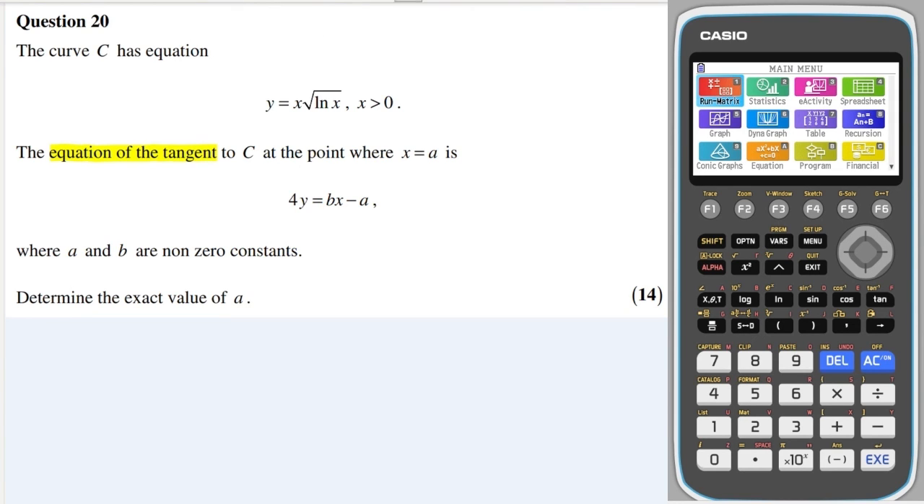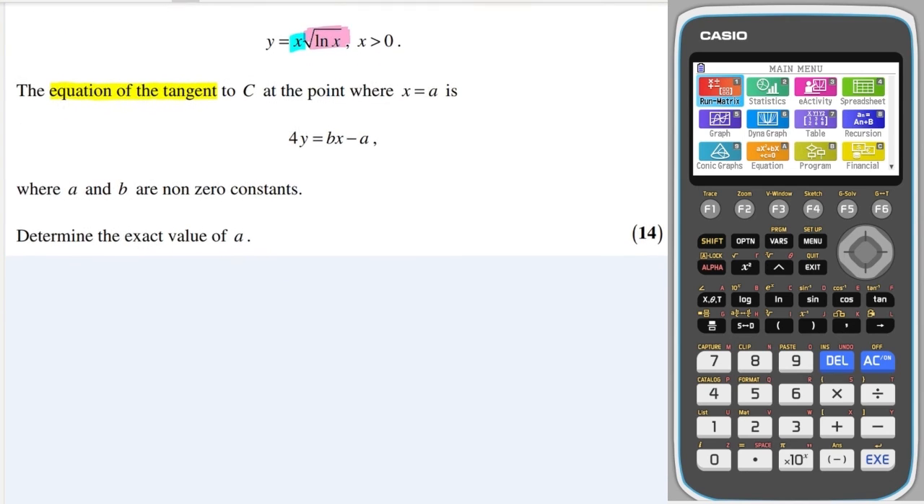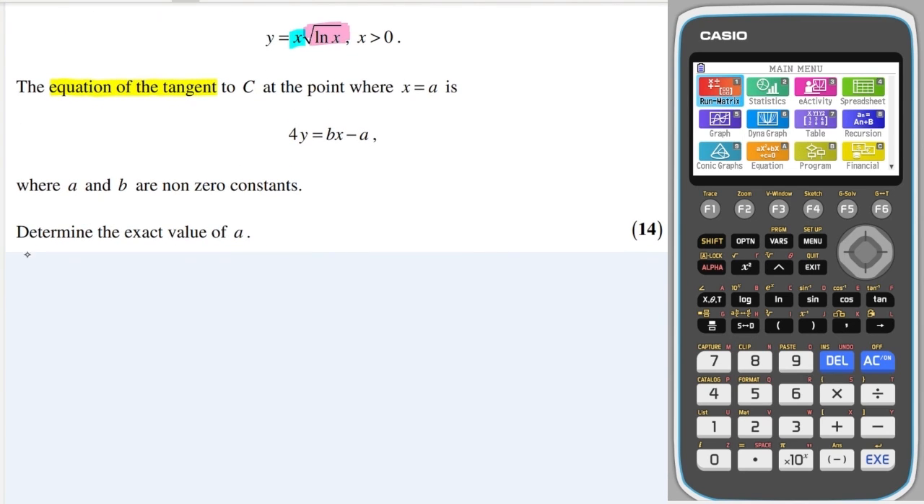This function is a product, has two parts to it. It has x multiplied by the square root of ln x. So we need to split it up and use the product rule in order to differentiate. So first off, I say that u is equal to x and v is equal to ln x to the power of a half, which is the same as square root of ln x. I differentiate each part, so the derivative of u, in this case with respect to x, would just be 1.